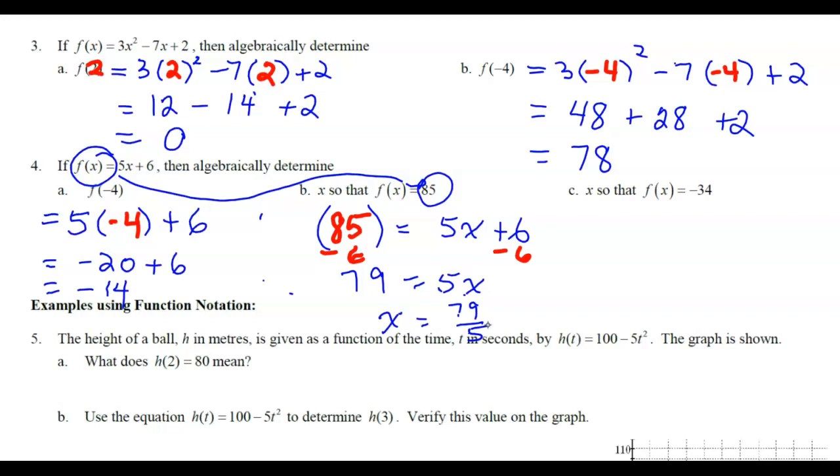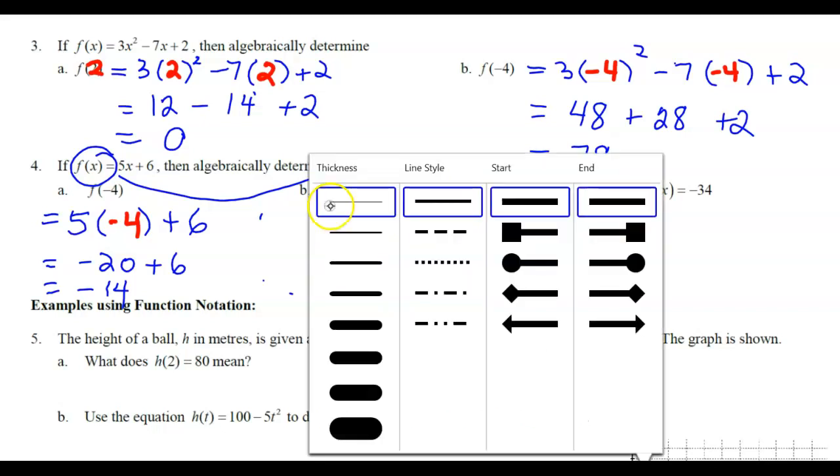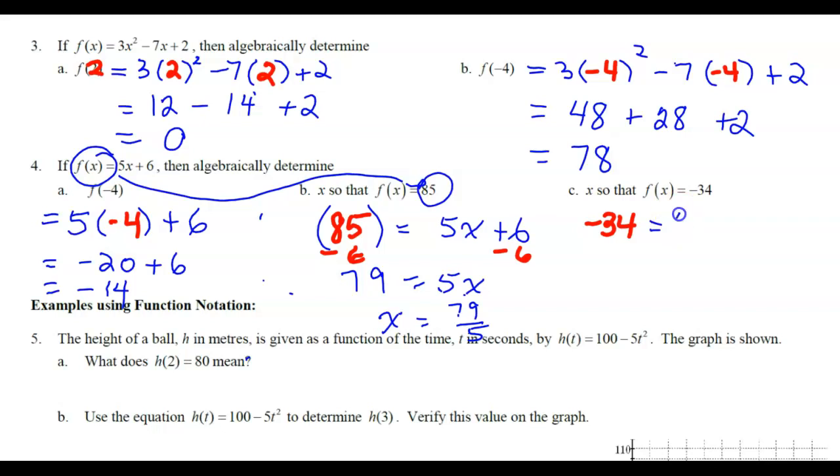So the same thing for the next one. Now f of x is negative 34. So negative 34 equals 5x plus 6. So subtract 6 from both sides. And that's what? Negative 40 equals 5x. So x equals negative 8. I also like having the x on the left. So notice how here, this is negative 40 equals 5x. So you divide both sides by 5. You get negative 8 equals x. It's always better form to have x equals.